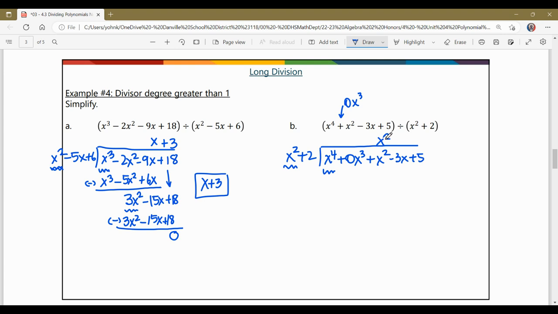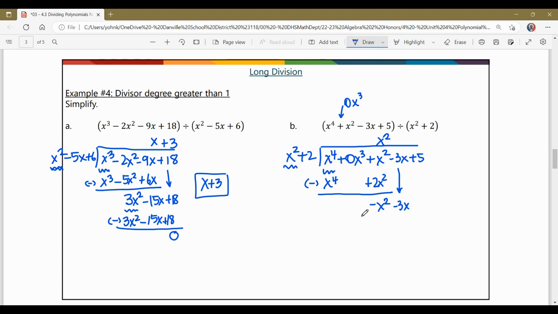Then I distribute. X squared times x squared is x to the fourth. X squared times 2 is 2x squared. Make sure you line up your powers. Draw your line and subtract. X squared minus x squared is 0. I can bring down the 0x squared, but it's nothing. X squared minus 2x squared is negative x squared. Bring down the minus 3x.